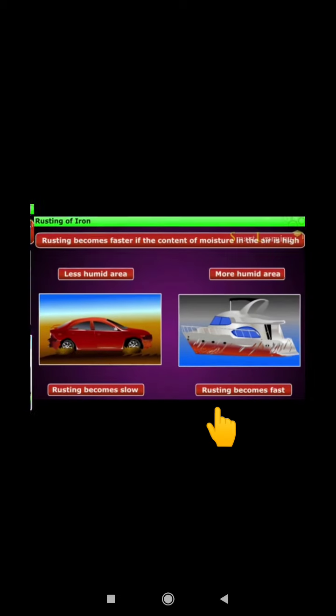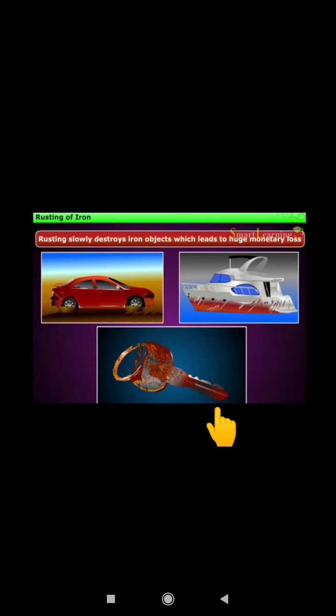You can see the various things shown in the diagram have been rusted because of the exposure to oxygen and water. Rusting becomes faster if the moisture content in the air is high. The process of rusting is slower in less humid areas like deserts, and faster in areas with high humidity, like areas near the sea coast.